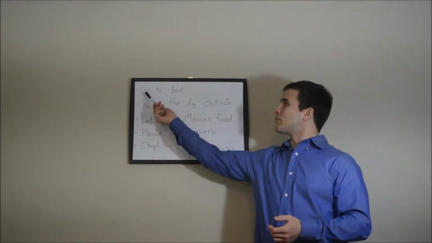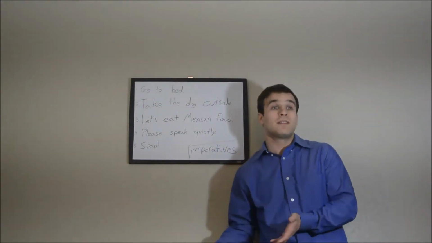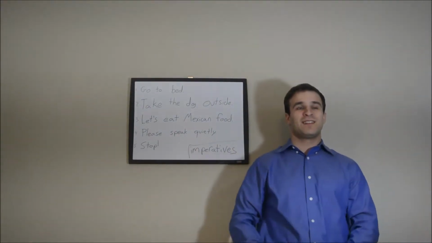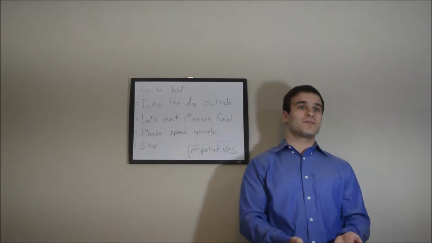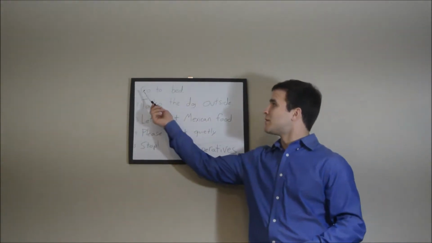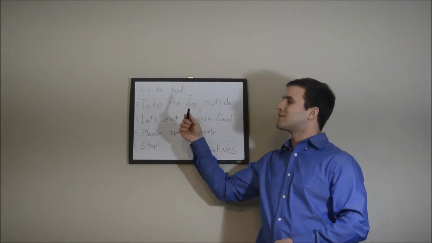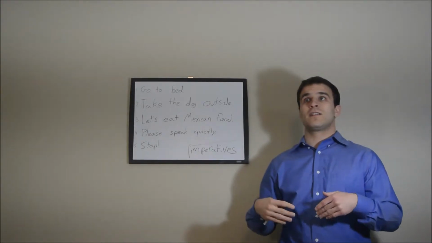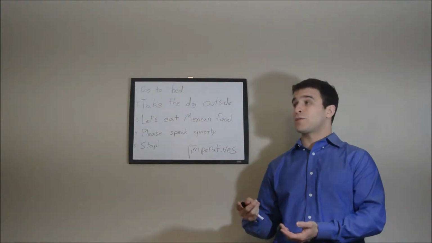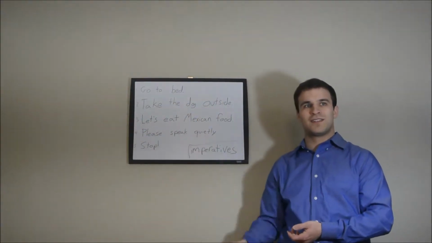For example, here we have go to bed. If it was a declarative sentence, for example, you might say Tom goes to bed. Tom is the subject, goes is the verb, and bed is the object. But here, there's no Tom. Where's the subject? It's invisible. It's you understood. It's an understood second person subject. So for example, you could say you go to bed.